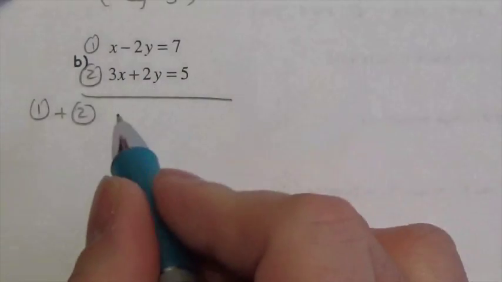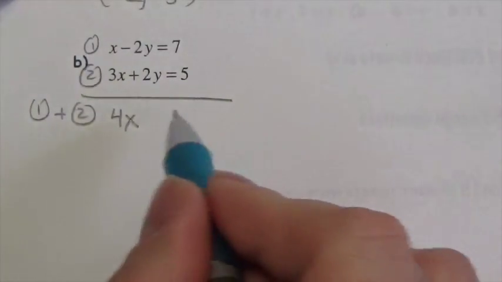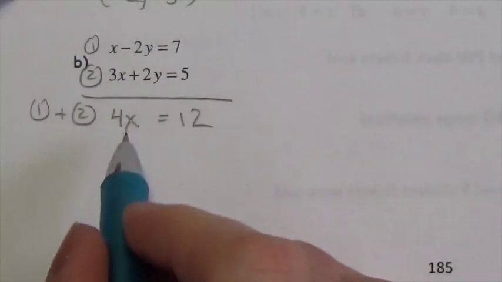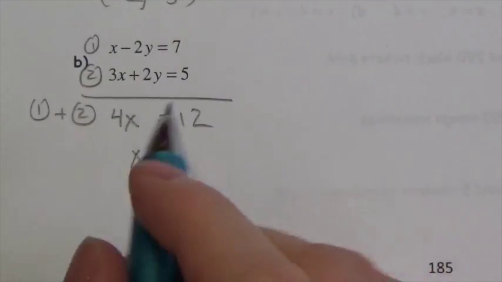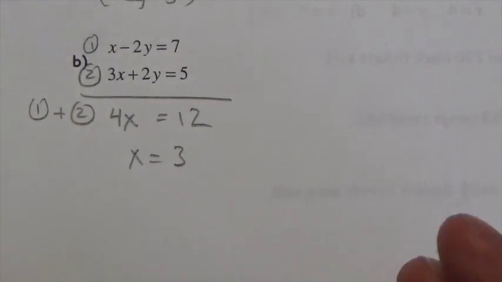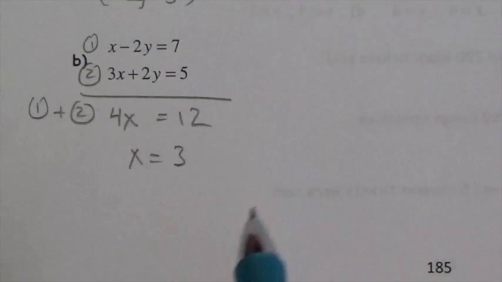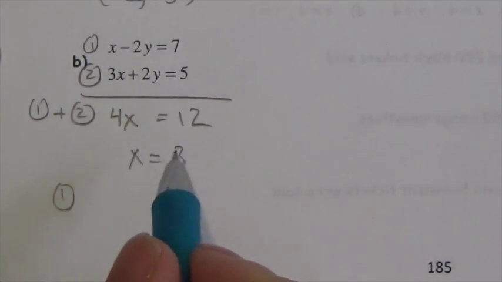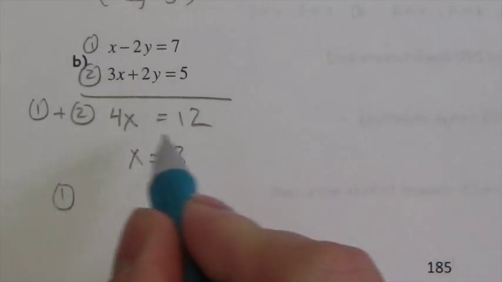So x plus 3x will be 4x. Negative 2y plus 2y is 0. And 7 plus 5 is 12. And then I'll simply solve that little equation, now that I've got one equation with just the one unknown, and I'll get that x is equal to 3. Now, again, I need to do a little bit of work to find the remaining coordinate here, but I'll plug this into equation 1, because I think equation 1 is a little easier to work with. So I'll plug that up there. So I've got my answer, x is equal to 3.